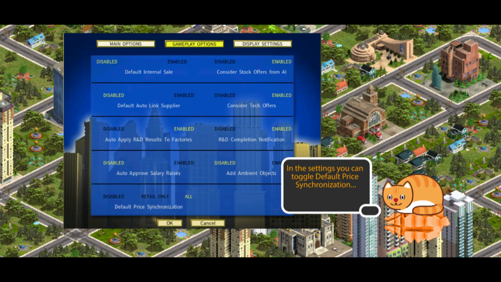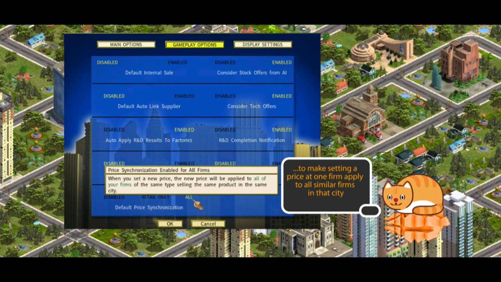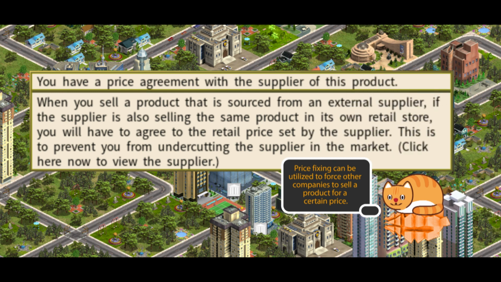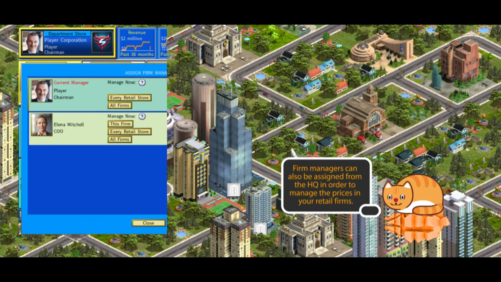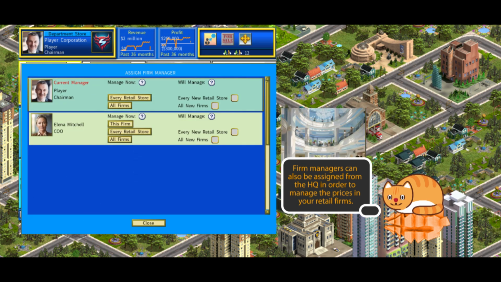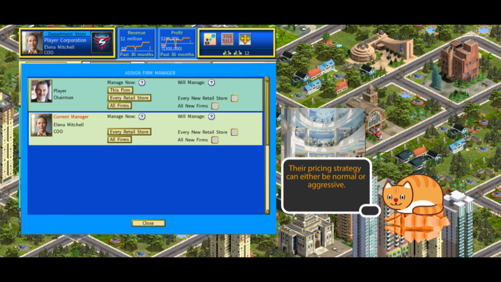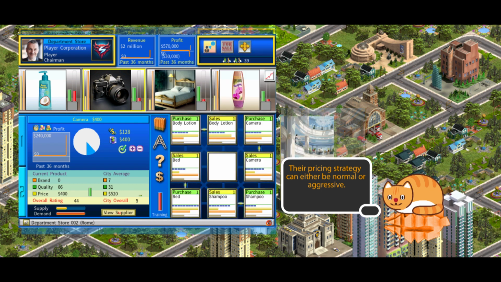In the settings, you can toggle default price synchronization to make setting a price at one firm apply to all similar firms in that city. Price fixing can be utilized to force other companies to sell a product for a certain price. Firm managers can also be assigned from the HQ in order to manage the prices in your retail firms. Their pricing strategy can either be normal or aggressive.